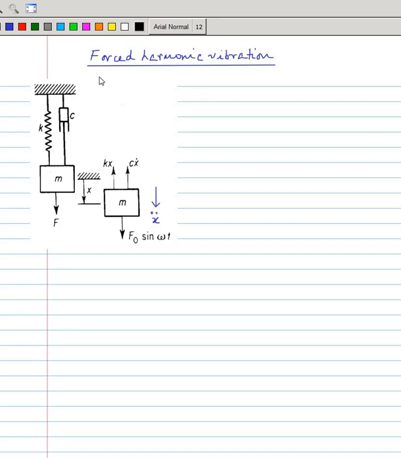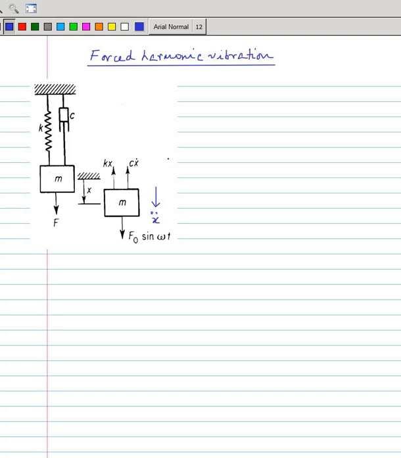So now we will consider forced harmonic vibration. Forced means, so far we have seen that there was no external force, and here in this topic today we will consider that there is an excitation force of this form. F naught is constant and then sine omega t, where omega is the frequency. So it's a harmonic force, and this is forced harmonic vibration.